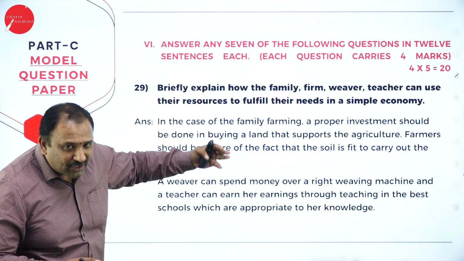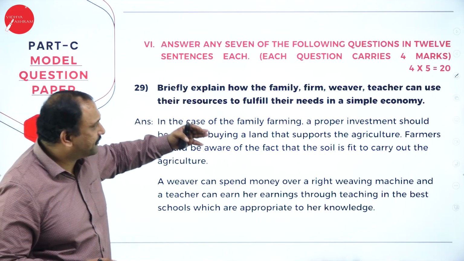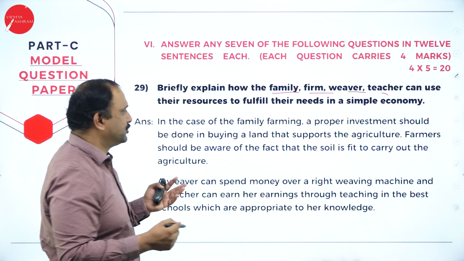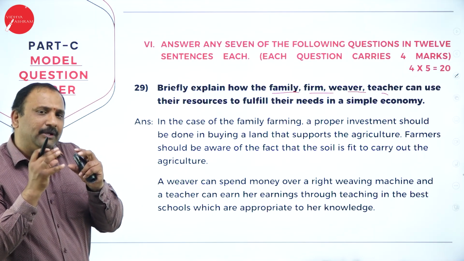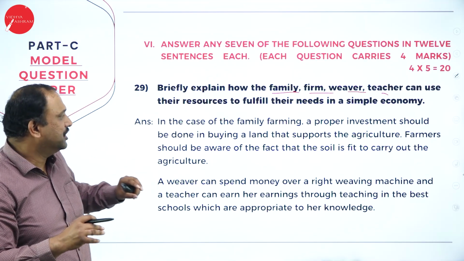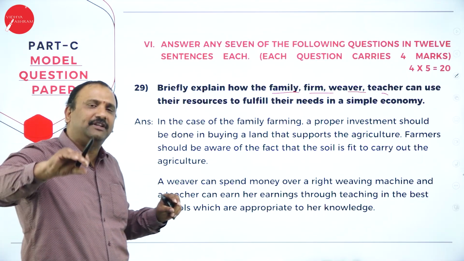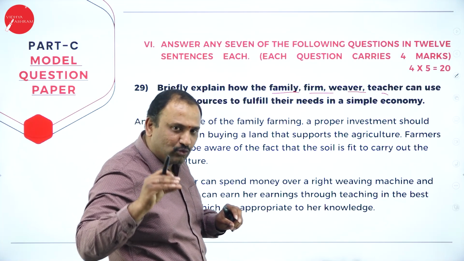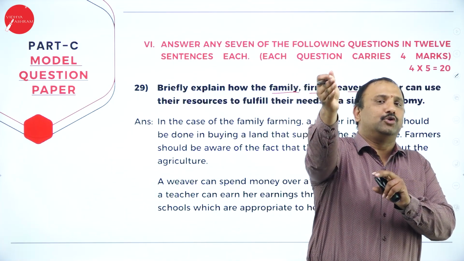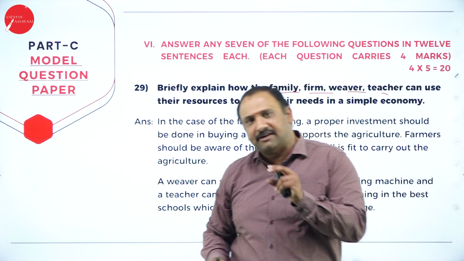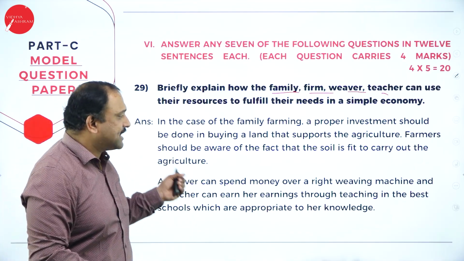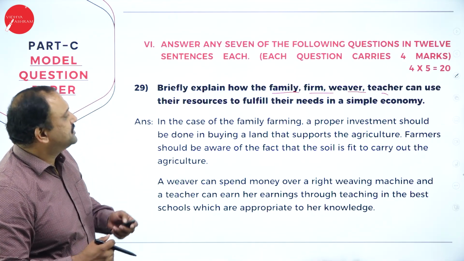This is a very, very common question that has always been repeated, where we talk about how a family, a firm, a weaver, a teacher can use their resources. That means each one of these will be making use of a resource, and using the resource, they will be able to generate some output, something valuable altogether. So that's where this comes into the thought process.